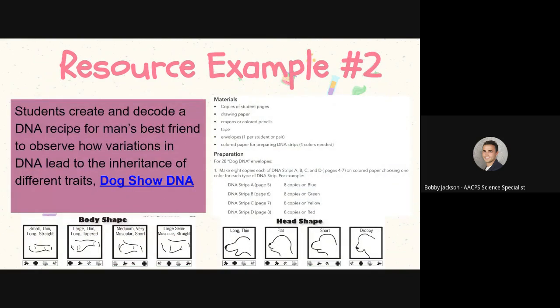Another resource is the Dog Show DNA. In this activity, students create and decode a DNA recipe for man's best friend to observe how variations in DNA lead to the inheritance of different traits, which is called Dog Show DNA. In our curricula, we provide a teacher guide as well as a student version of this handout. In this activity, students will be able to get genetic information, and they will be able to create their dog based on that inheritance pattern that they get, or whatever the strips show.